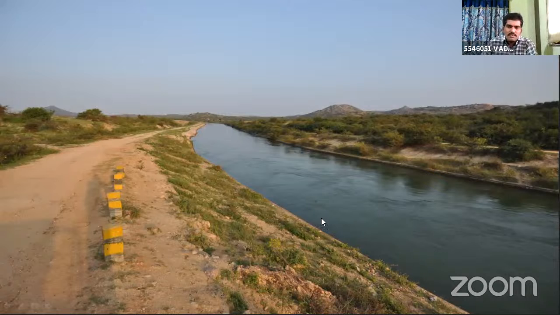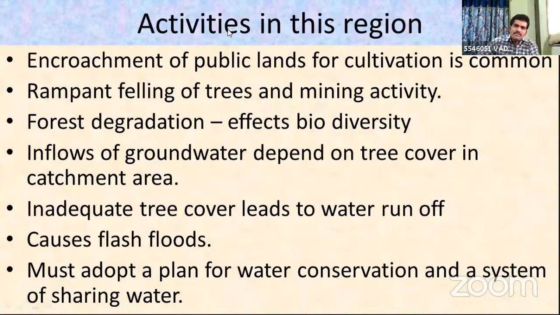These are the official details about the Tungabhadra river basin. This is the Tungabhadra river canal. So what activities are going on in this region? Encroachment of public lands for cultivation is common. People are encroaching forest lands and open lands and converting them into agricultural lands. People are also cutting trees on a large scale, and at the same time mining activities are major in this area. Because of the encroachment of public lands and the rampant felling of trees, day by day the forest cover is decreasing. So forest degradation is going on.